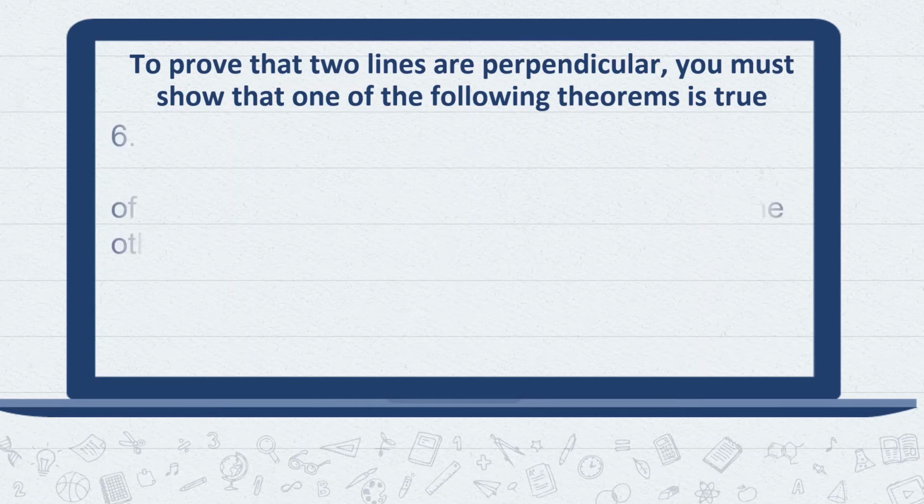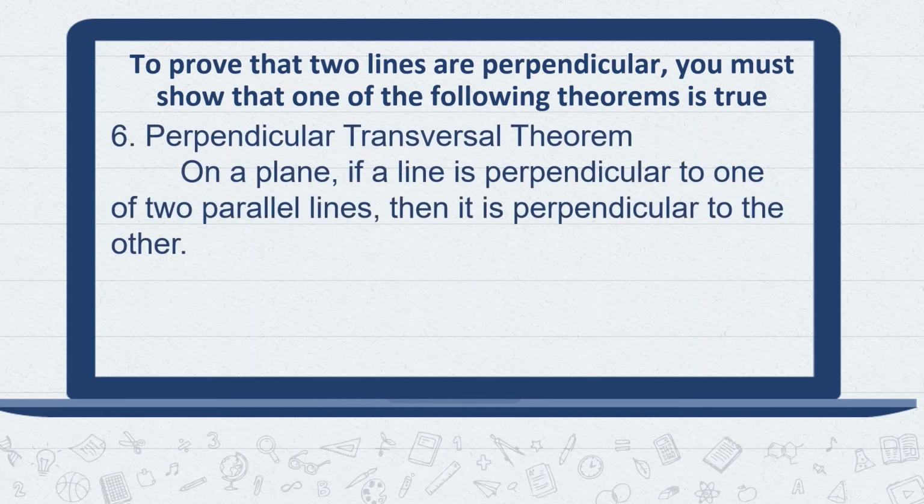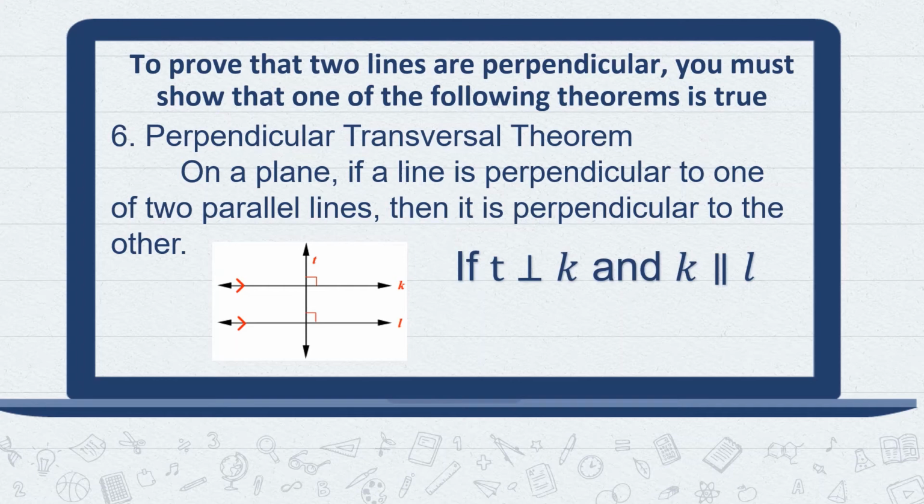And the last one, we have the perpendicular transversal theorem. It states that on a plane, if a line is perpendicular to one of two parallel lines, then it is perpendicular to the other. So let's consider our figure. In the figure, if line T is perpendicular to line K and line K is parallel to line L, then we can also say that line T is perpendicular to line L.